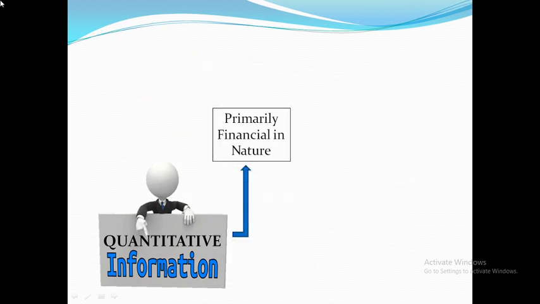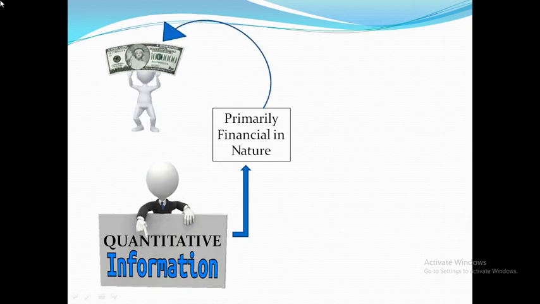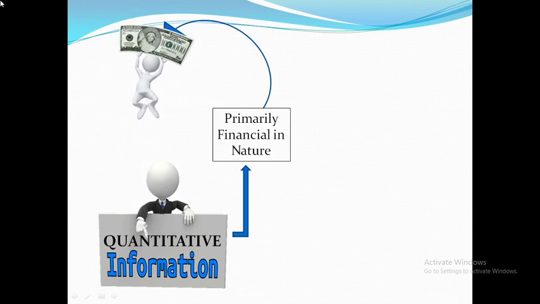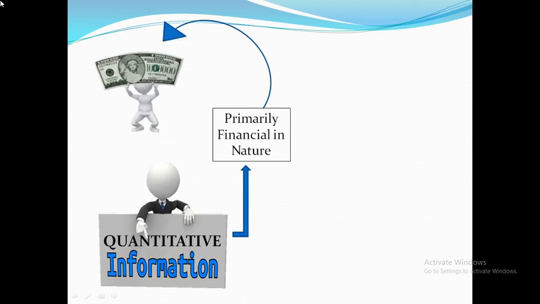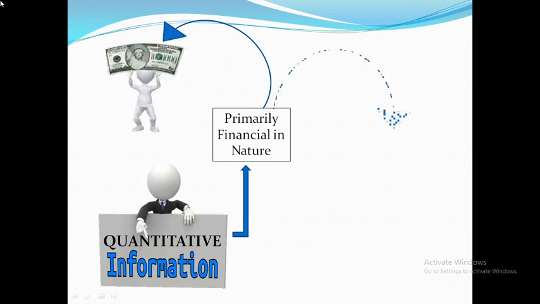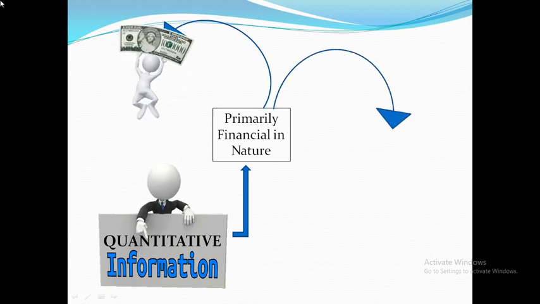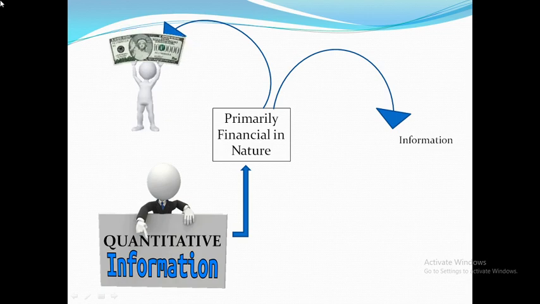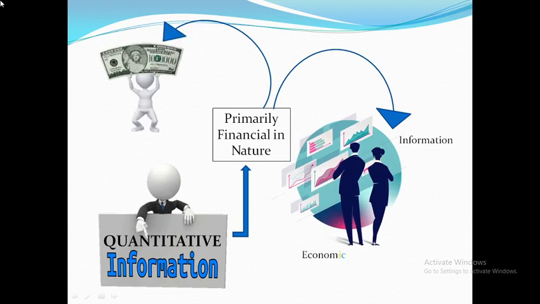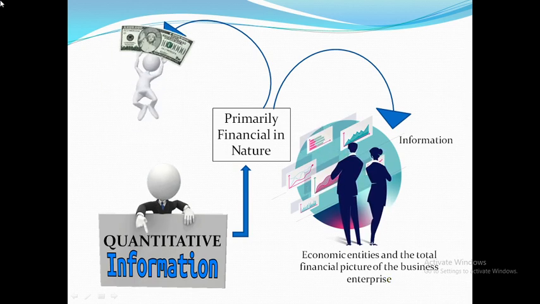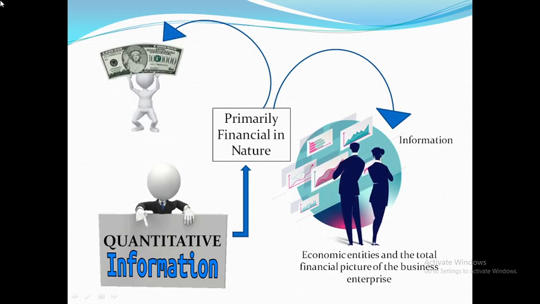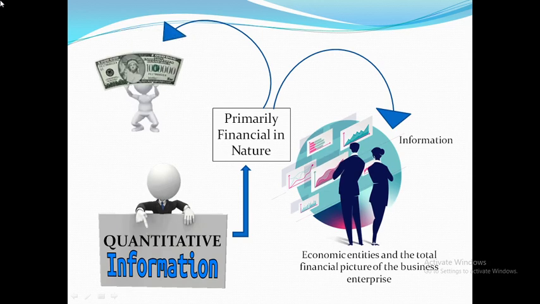Moreover, these quantitative information are primarily financial in nature, as we've stated a while back in its definition as a service activity. Ibig sabihin kasi pag financial in nature, simple. It's money. Money, cash. And aside from that, in addition, they give information about economic entities and the total picture of the business enterprise. Thus, the users can make sound economic decisions with reasoned choices among alternative courses of action. They can also maximize the full potential of the resources of a business enterprise.